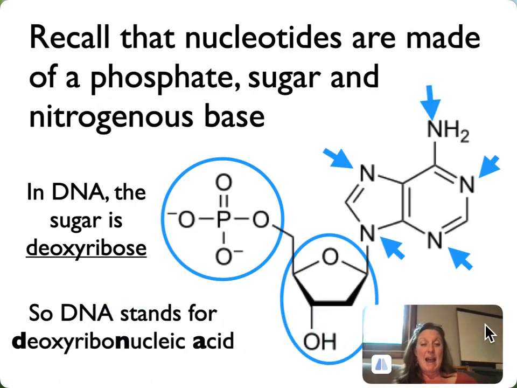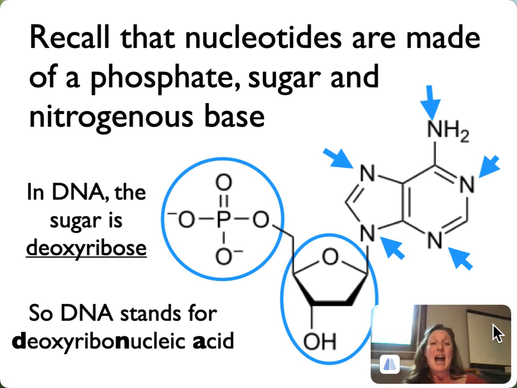Okay, let's get back to the structure of DNA. Remember that nucleotides are made of three basic components. Every nucleotide has a sugar that has a phosphate group attached to it and a nitrogenous base. Now, the nitrogenous bases come in different forms, but all of them have lots of nitrogen. In DNA, the sugar is called deoxyribose, or ribose with an oxygen removed. So DNA actually stands for deoxyribonucleic acid.